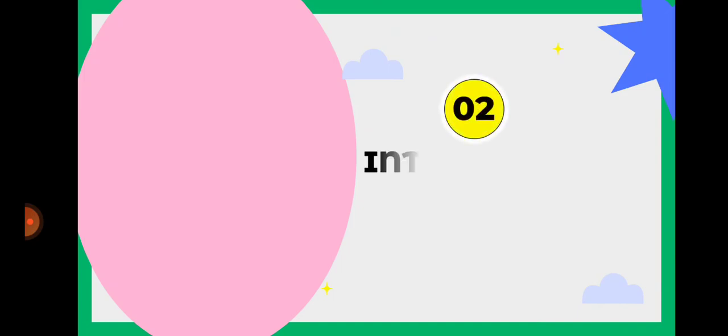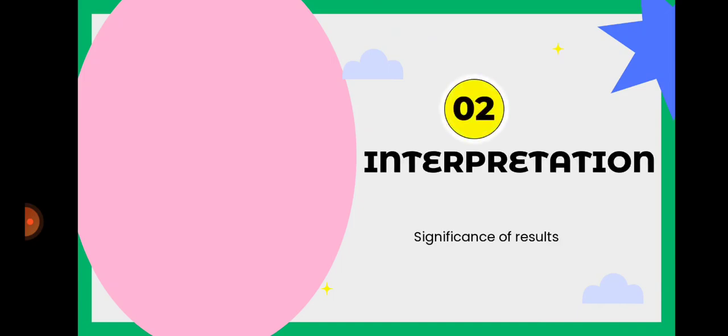So having understood how to write the introductory paragraph, let us now move on to the second aspect, that is interpreting the results. Here we will be talking about the significance of results. The meaning of the results is obvious to us, but it may not be obvious to the readers. So therefore, it is important to spell out the significance of the results, showing exactly how they answer a research question.